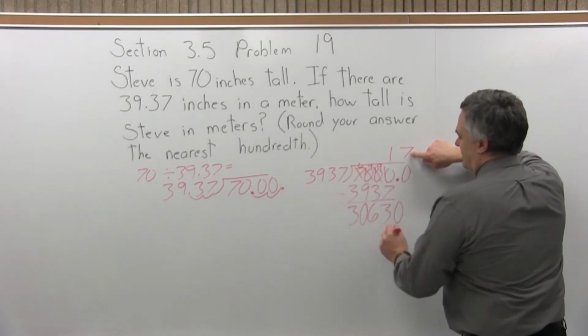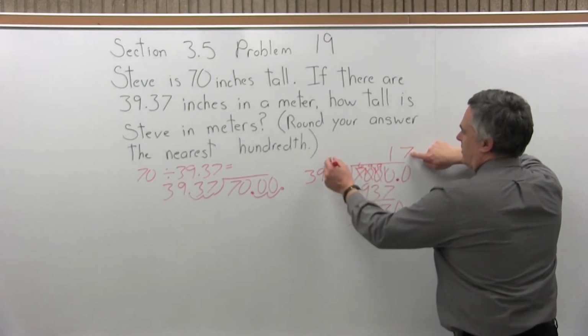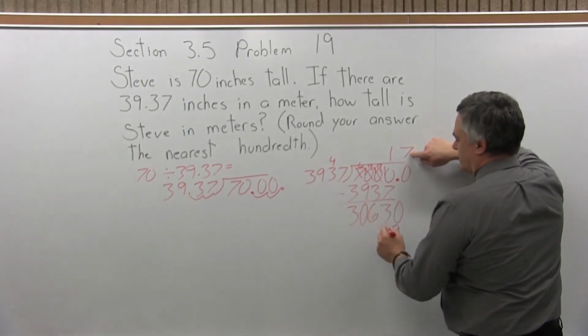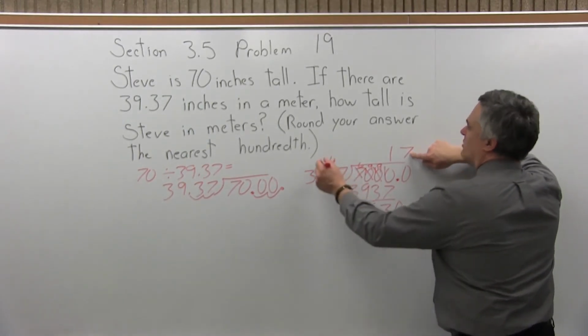7 times 7 is 49. Write the 9, carry the 4. 7 times 3 is 21, plus the 4 that I carried. 21 and 4 is 25. Write the 5, carry the 2.